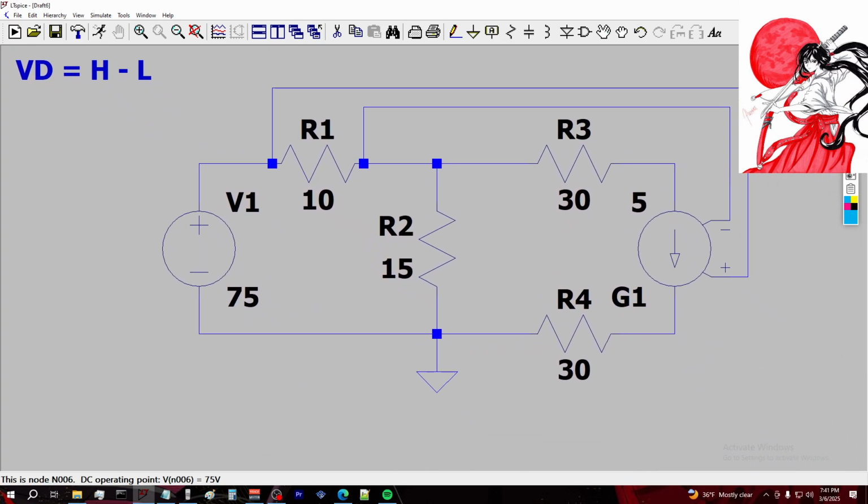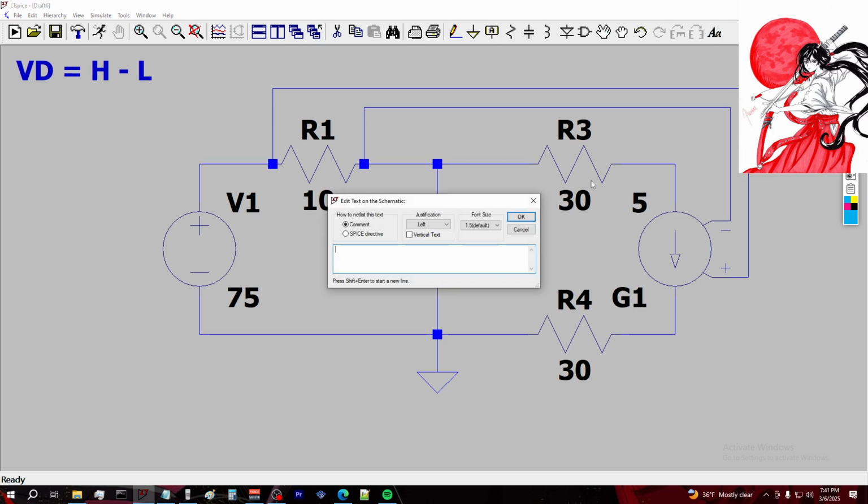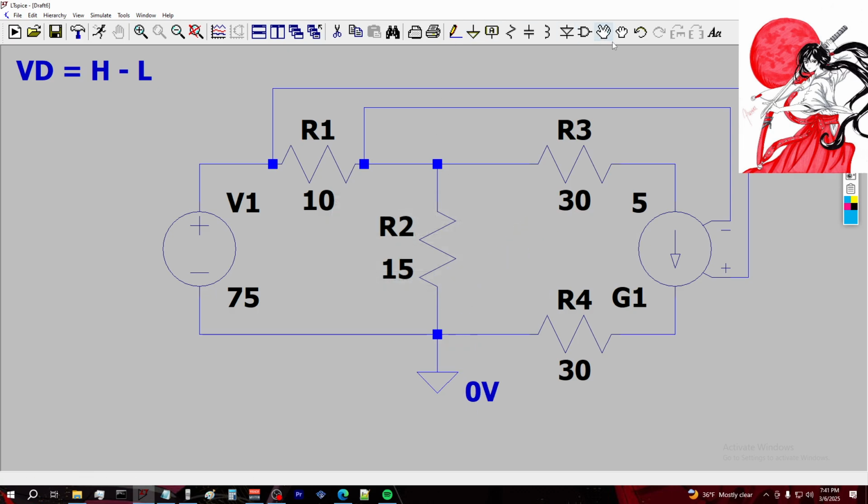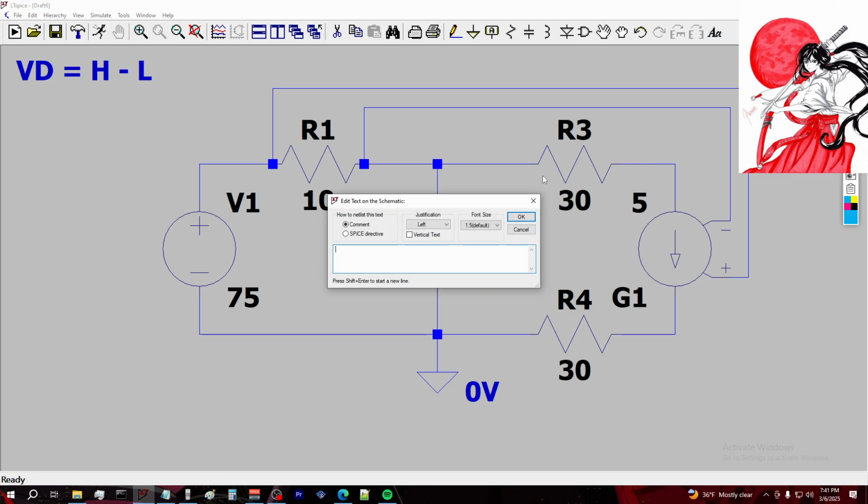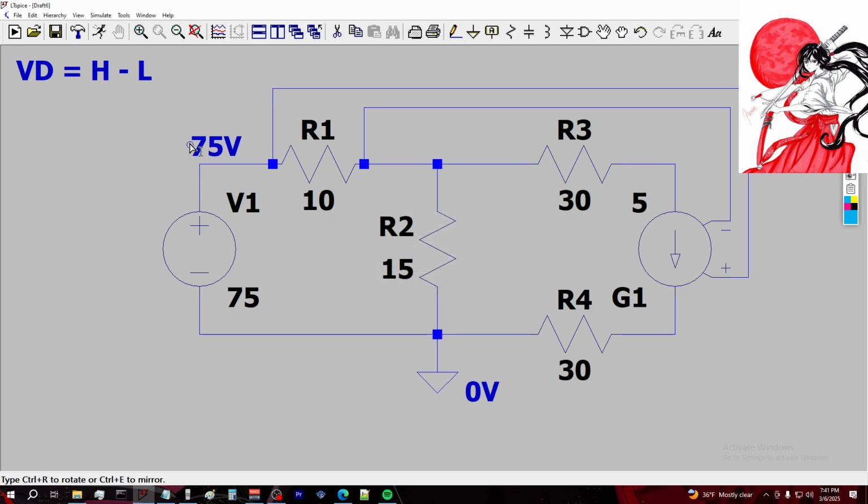So let's go over here now. The first thing we can do is start labeling the points that we know. We know ground is going to be 0 volts, of course, because it's ground. And we have a 75-volt battery here, which has a difference of 75 volts between the negative and positive terminal. So if the negative terminal is 0 volts, the positive terminal has to be 75 volts. Let's label that. And let's label our essential node, VA. We have our VA here.